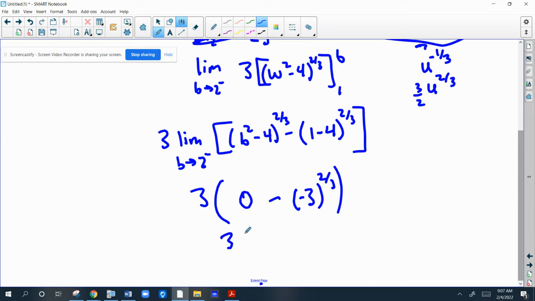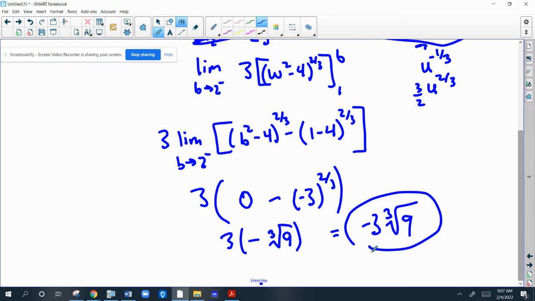I'm going to somewhat simplify it. This is the cube root of -3 squared. So I can write this as the cube root of 9. So this would be -3 cube root of 9.